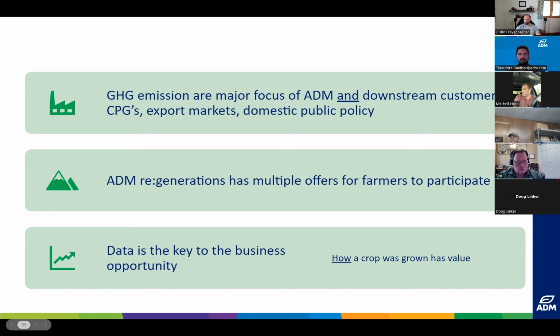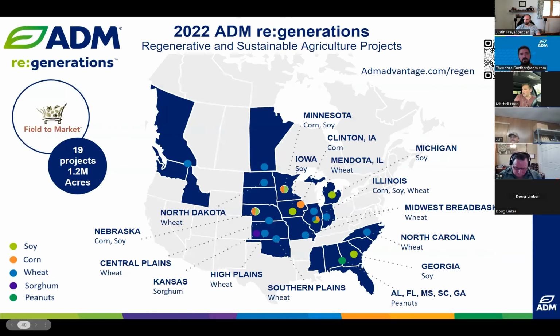So if we head on to the next slide here, our programs are available in 18 different states, United States and Canada. There's some programs emerging in other parts of the world. So the Regenerations program, while it ties together previous pilot projects that might have existed and people might be familiar with, is across our entire processing footprint in the United States and North America. So corn, soy, wheat, milling, sorghum, peanuts, also canola was added this year.